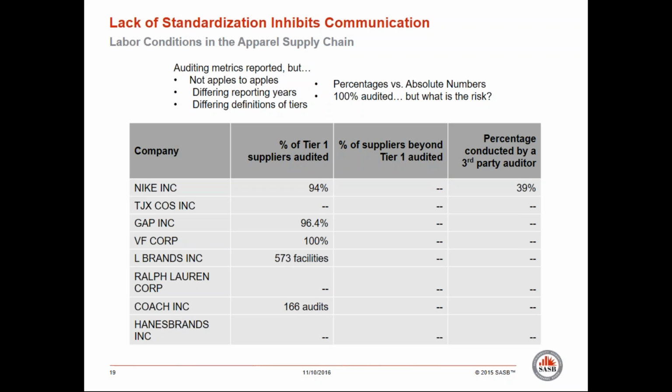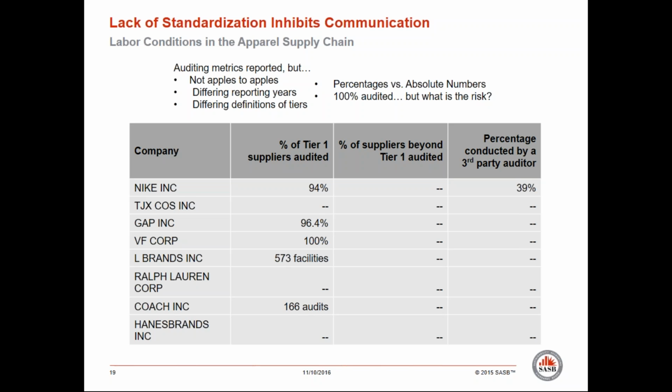And this is what I found. So you can see that all companies are doing audits, as we know. If they do report, it's not apples to apples. Some companies are reporting the percentage, some are reporting the number of facilities, some are reporting the number of audits. And even if our companies are reporting 100% Tier 1 audited, what does that really mean? What is the risk around that? How are you managing it?